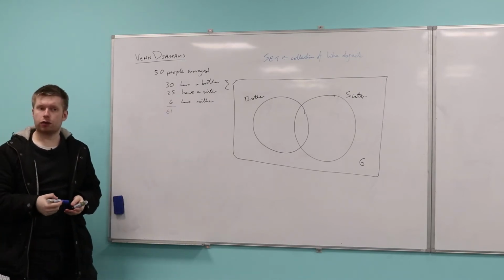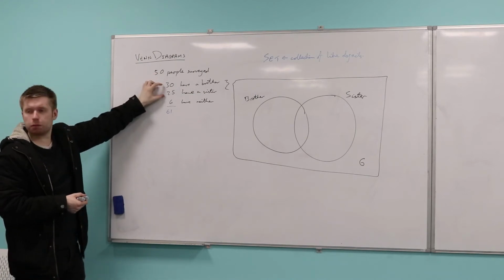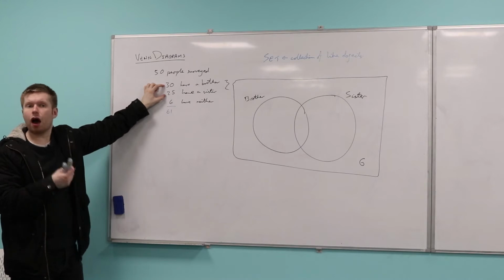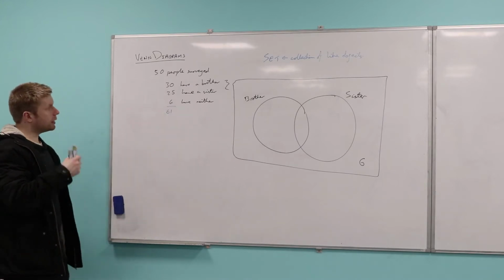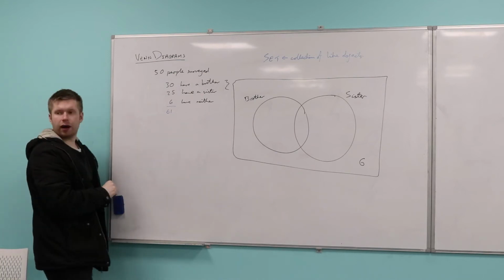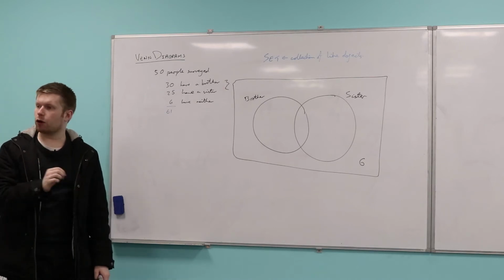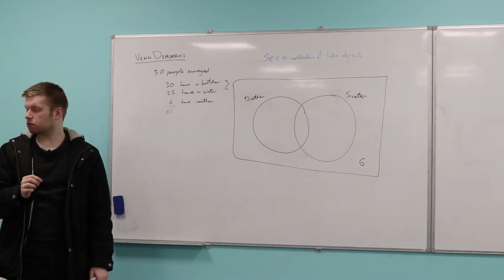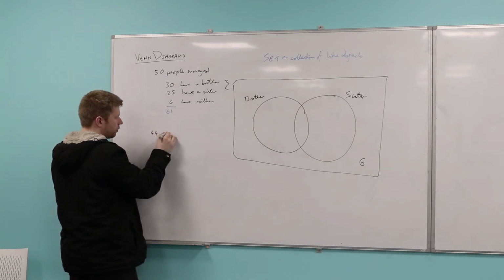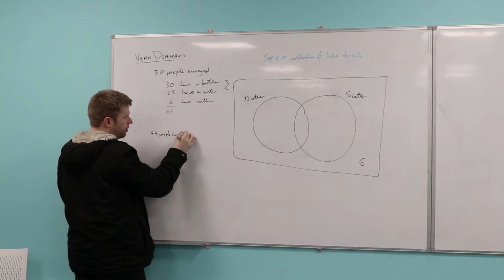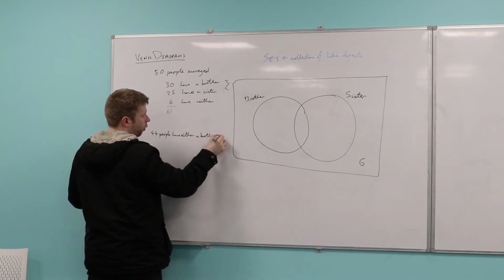Why is it an issue? Because you only have 50 people. Exactly, I've only got 50 people, which means that there must be some overlap between these two sets. I need to work out what that overlap is. So let's have a think. If 6 people have neither, that means that 44 people must have either a brother or a sister. Make sense? So I know that 44 people have either a brother or a sister.